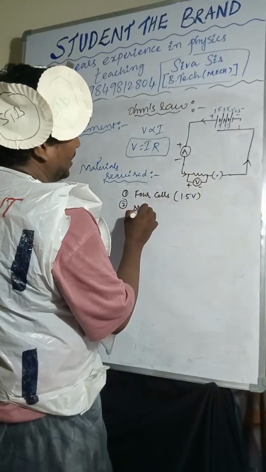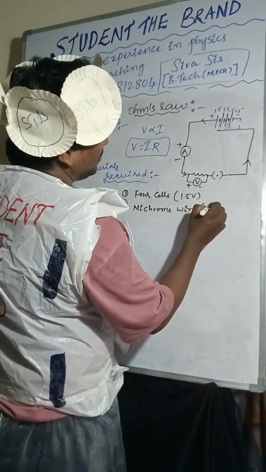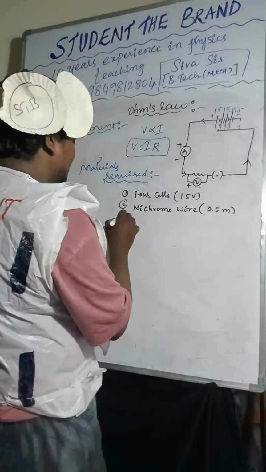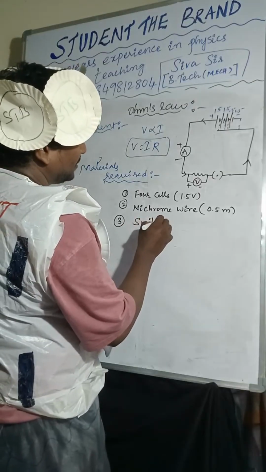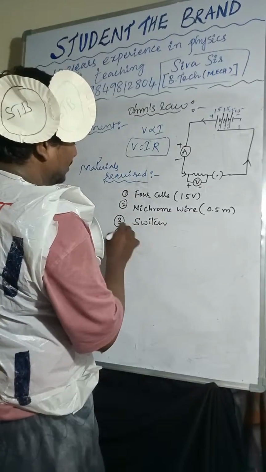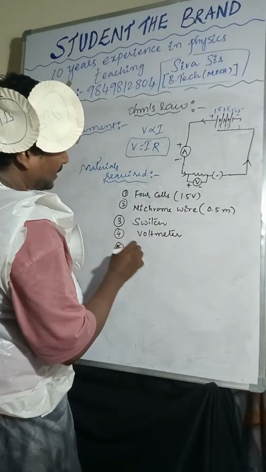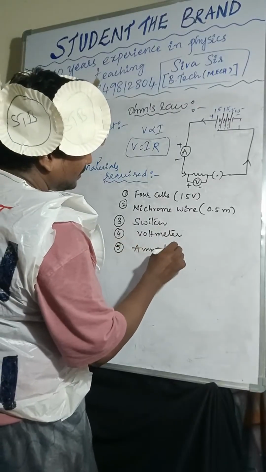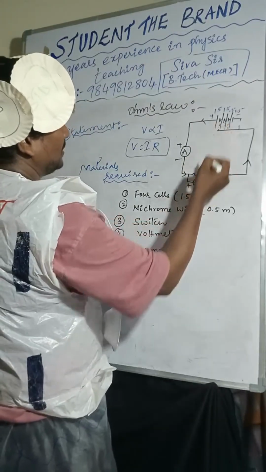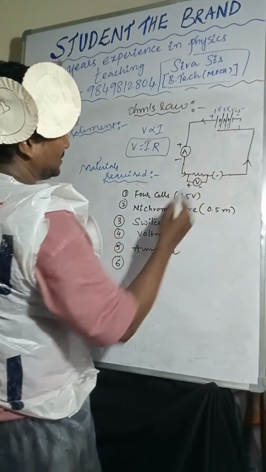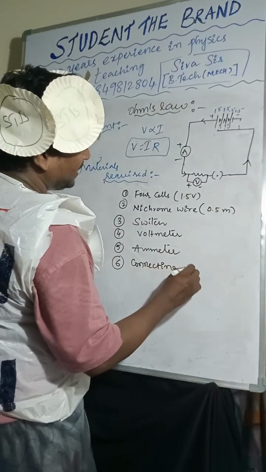Second, nichrome wire. Nichrome wire is an alloy, 0.5 meter. Third, a switch. Fourth, a voltmeter. Fifth, an ammeter. And sixth, connecting wires. So cells, nichrome wire, voltmeter, ammeter, switch, and connecting wires. These are the materials required.